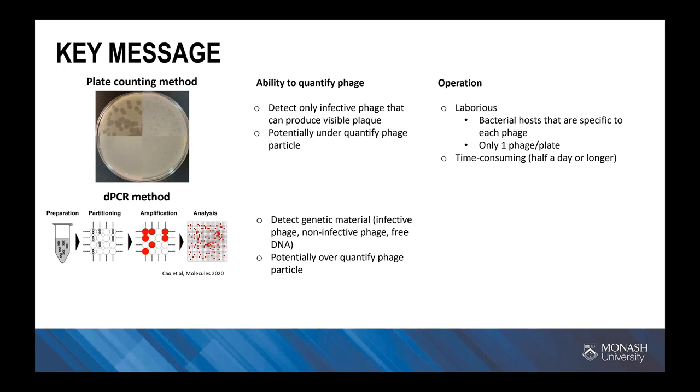Operation-wise, plating is a very laborious method where we need specific strains to detect each phage. And not to mention, it usually takes half a day or even longer to incubate the plate before lysis zones can be seen. In comparison, I would be biased towards dPCR in this sense because it is less laborious and has the ability to multiplex the system by designing specific primers and probes to each phage present in the cocktail. I guess that is the advantage of quantifying phage using this dPCR system. And importantly, we can obtain the result rapidly, usually within 2 to 3 hours rather than half a day or even longer with the plaque method.